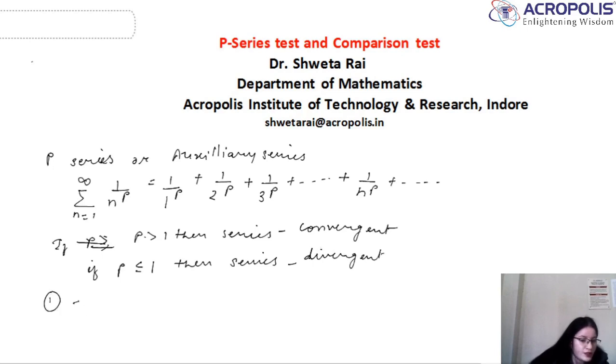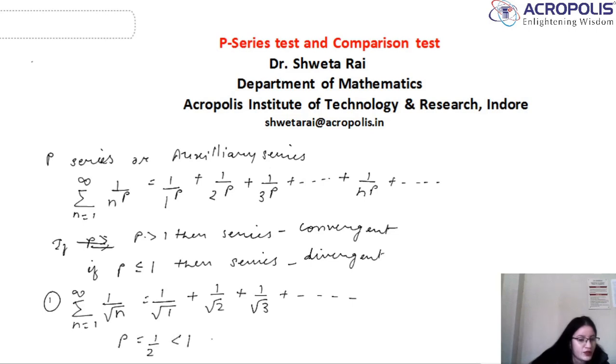First, summation n equal to 1 to infinity 1 by root n. Or we may write 1 by root 1 plus 1 by root 2 plus 1 by root 3, and so on. Clearly, the value of p is equal to 1 by 2, which is less than 1. Then series 1 is divergent.